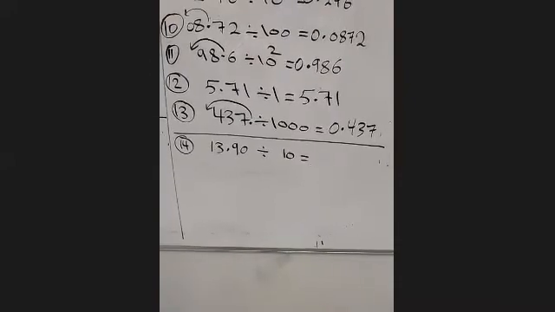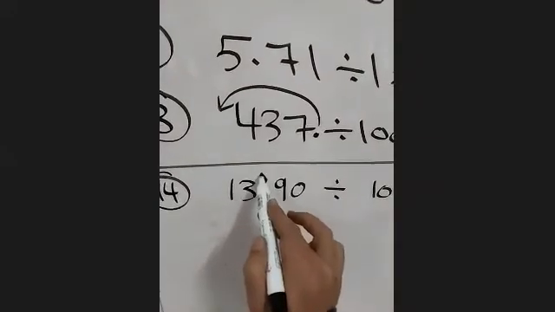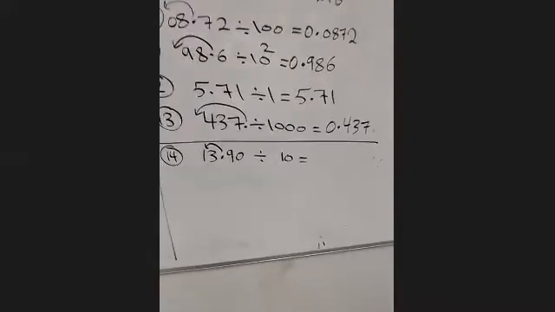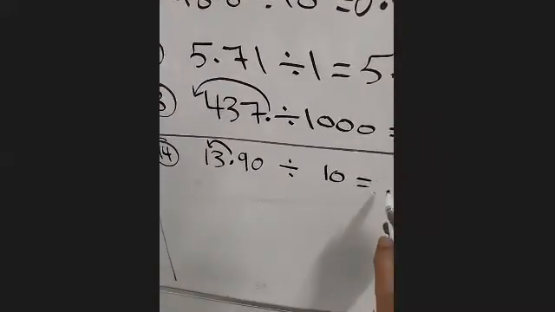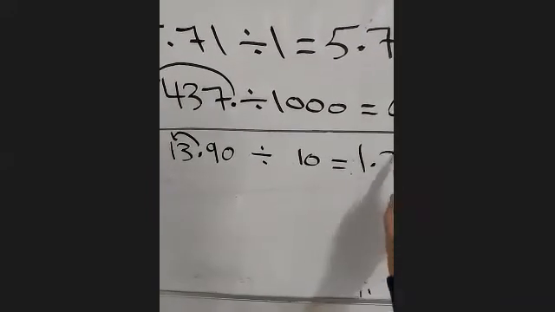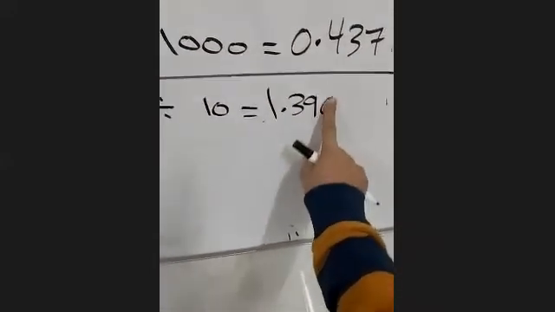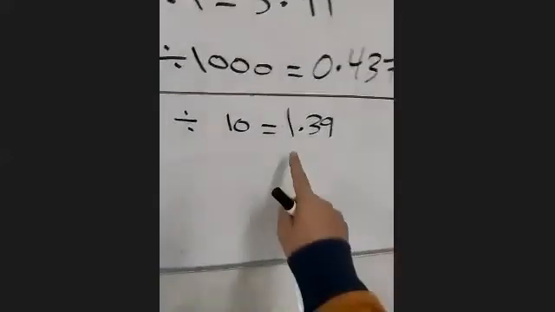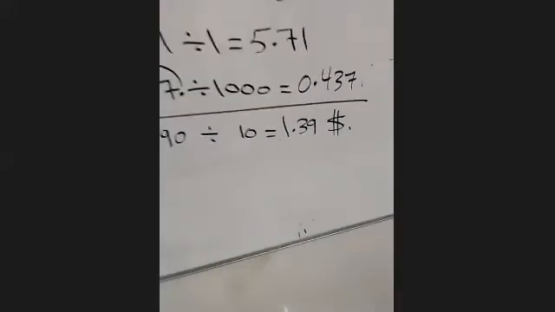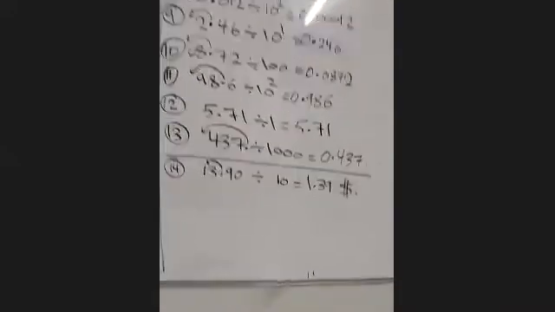There is one zero. We put the decimal after the 3. We move the decimal 1 digit to the left, right? What will the answer be? One decimal 390. This zero has no value, no need for it, right? So the answer will be 1.39 dollars. Got it? Good boy. Thank you.